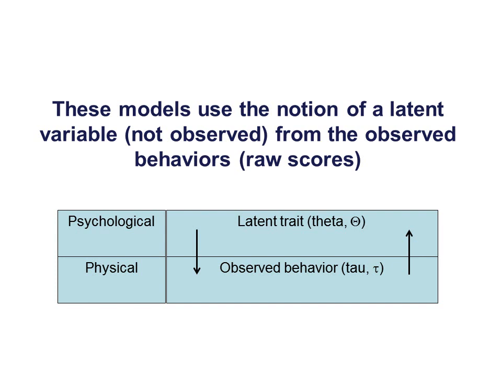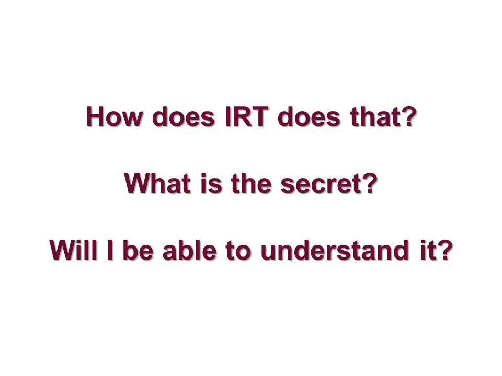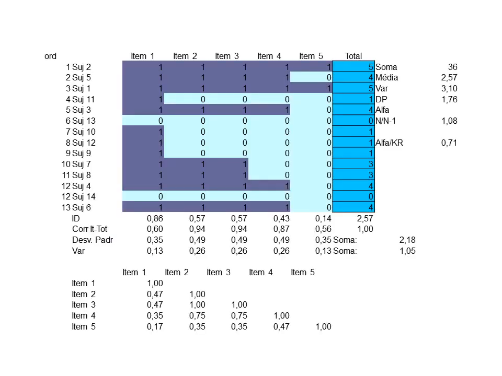This would be the construct that we want to measure, or even better, application of medical knowledge. And then we try to make sense of the student's level of medical knowledge or application of medical knowledge from these observed behaviors, from these raw scores. So we try to estimate the theta by looking at tau. So how does item response theory do that? What's the secret? Will I be able to understand it?